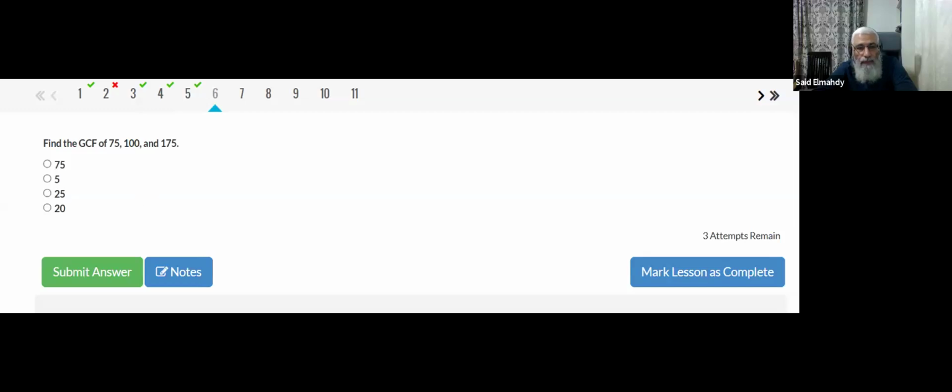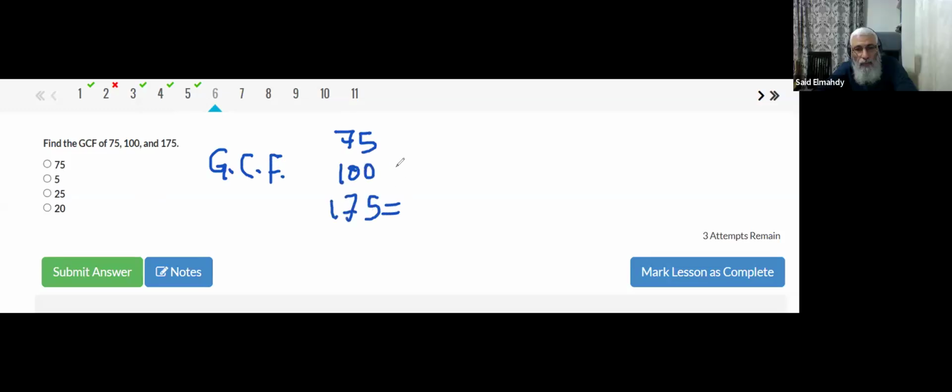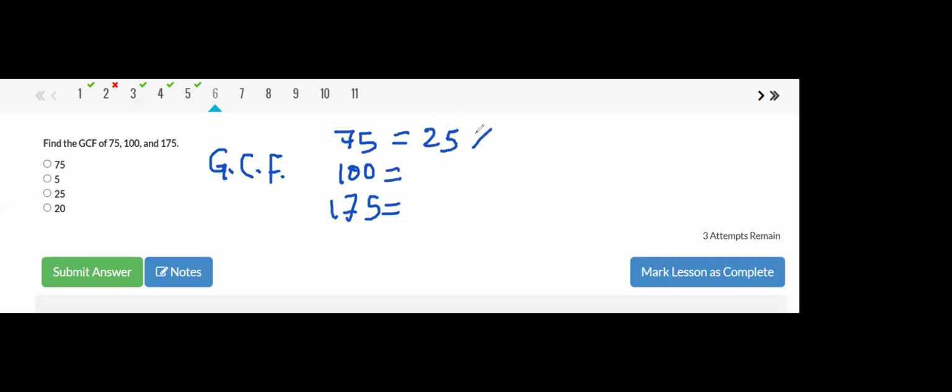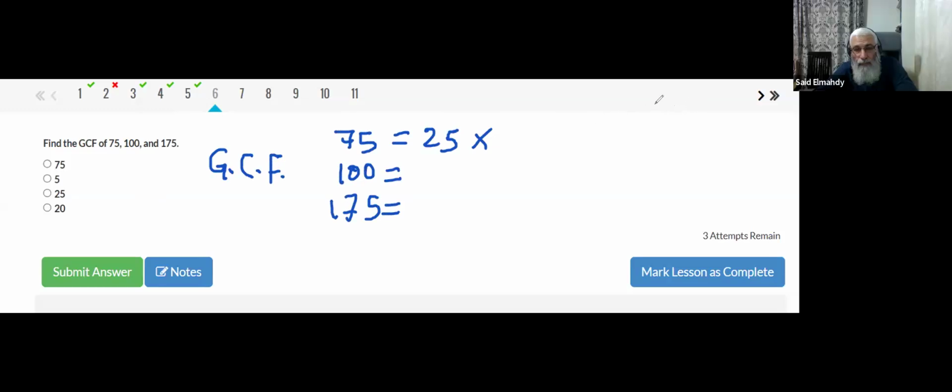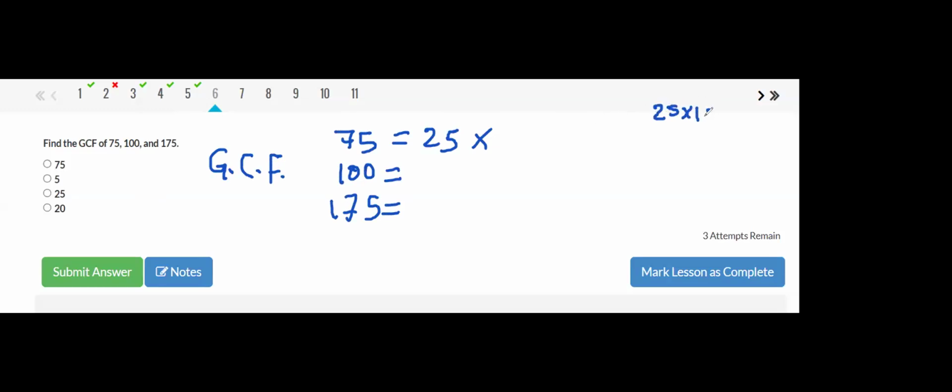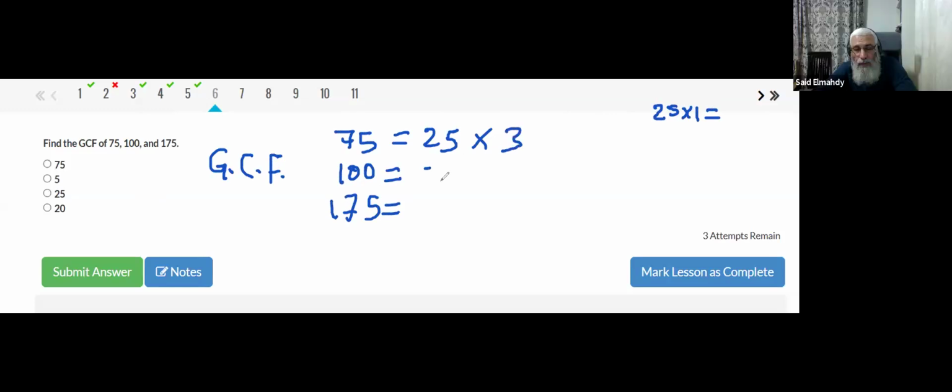This one, read. Find the greatest common factor of 75, 100, and 175. What do you think? 75 is 25 times what number? 25 times 3. Yes, it is. And 100 is 25 times what number?